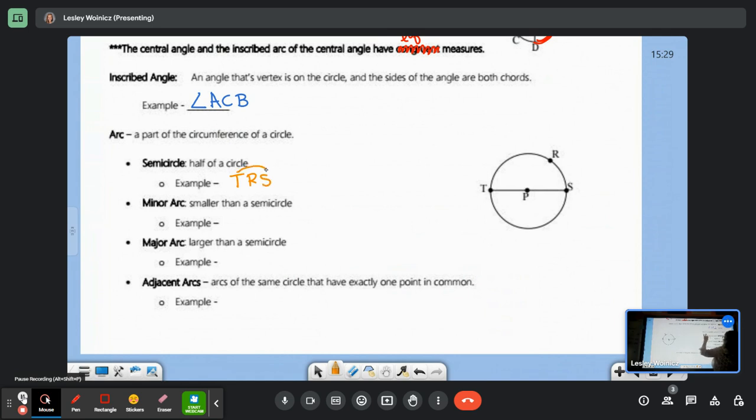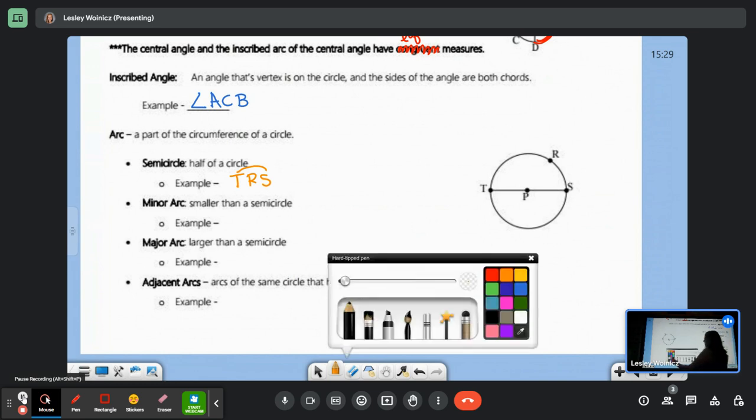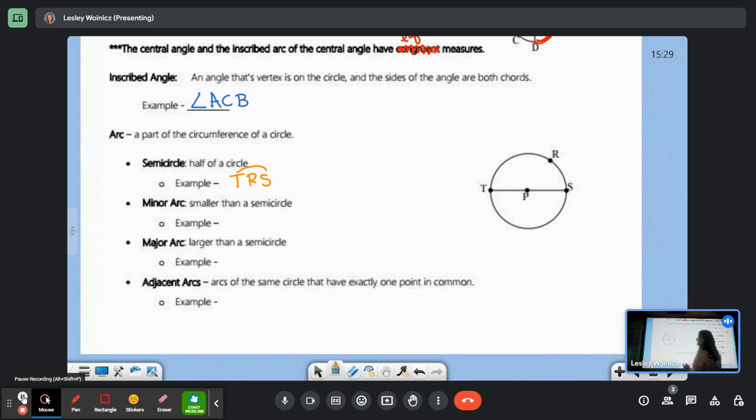So TRS. If we have a cute little minor arc, we only have to do 2 letters. A minor arc is going to be less than half of a circle. So, for example, here's a little minor arc, RS. Can you see another minor arc? Is it RT? RT, I like it.